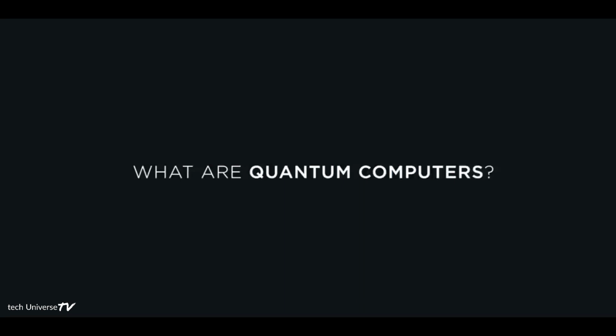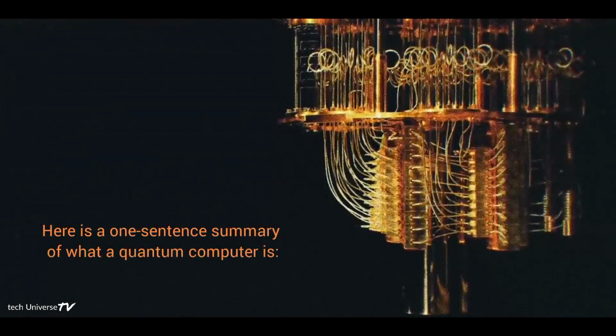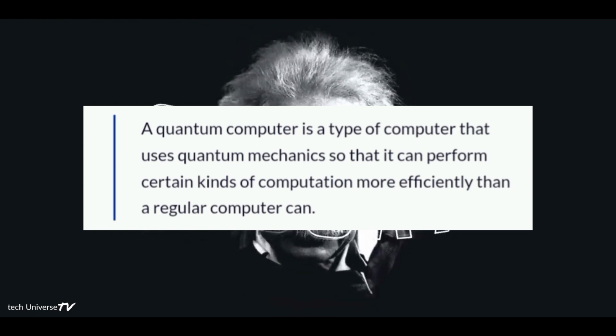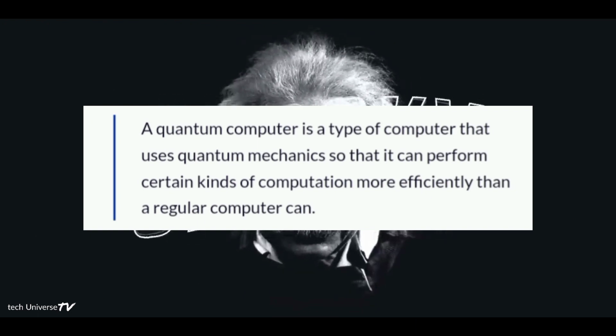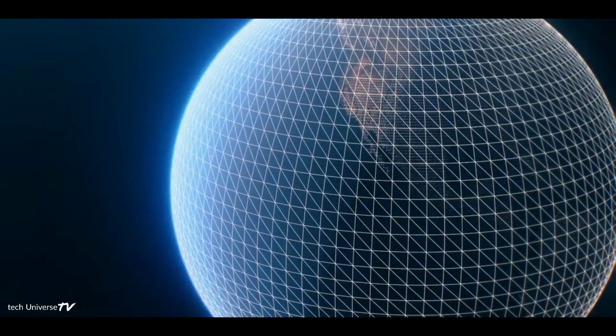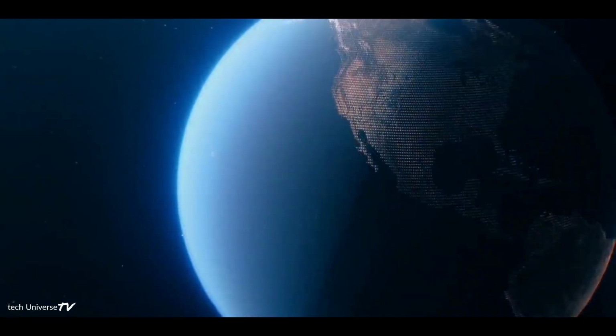What is a quantum computer? Here is a one-sentence summary of what a quantum computer is. A quantum computer is a type of computer that uses quantum mechanics so that it can perform certain kinds of computation more efficiently than a regular computer can. There is a lot to unpack in this sentence, so let me walk you through what it is exactly using a simple example.